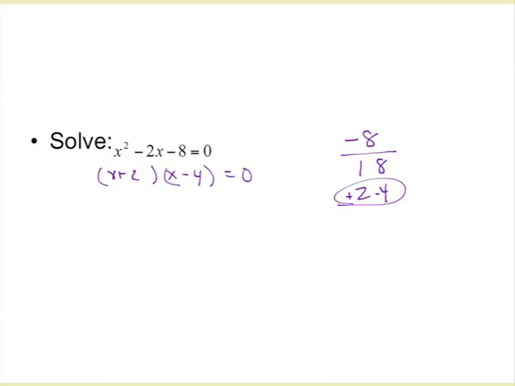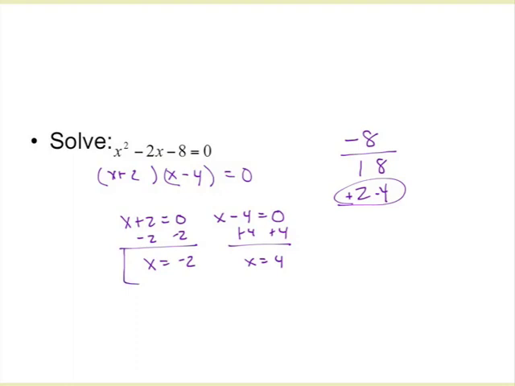And we set each factor, each thing that's multiplied together, equal to 0. And solve them individually. So in the first one I would subtract 2 and get x equals negative 2. Second one I would add 4 and I would get x equals positive 4. Questions?